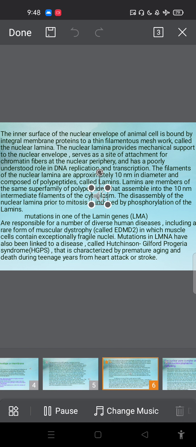Mutations in one of the lamin genes are responsible for a number of diverse human diseases, including a rare form of muscular dystrophy called EDMD2, in which muscle cells contain exceptionally fragile nuclei. Mutations in lamins have also been linked to a disease called Hutchinson-Gilford progeria syndrome (HGPS) that is characterized by premature aging and death during teenage years from heart attack or stroke.